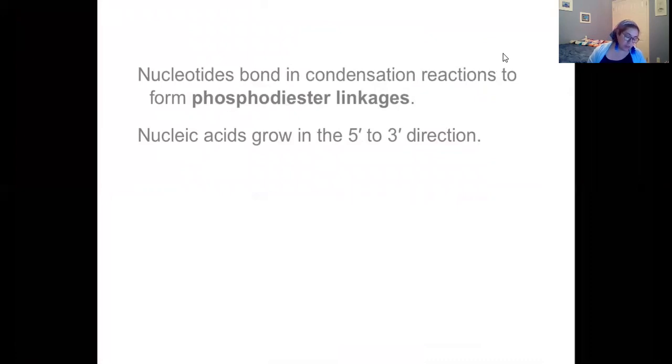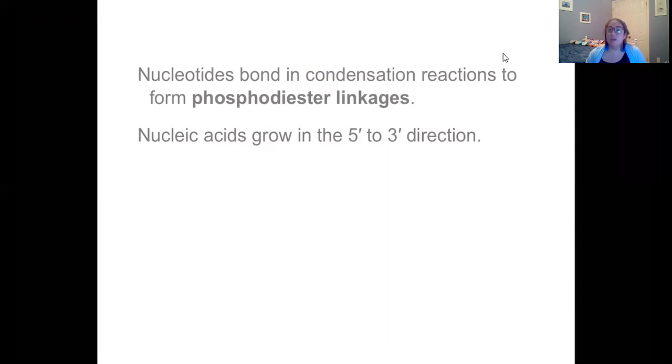Nucleotides bond in condensation reactions to form those phosphodiester linkages. Remember, condensation reactions, also known as dehydration synthesis, remove water. And those nucleotides are going to grow in what we call a 5-to-3 direction. We're not going to get into too much detail at this point, but we certainly will in January when we go into DNA and the structure of DNA and why it's important to denote the difference between the 5 and the 3.